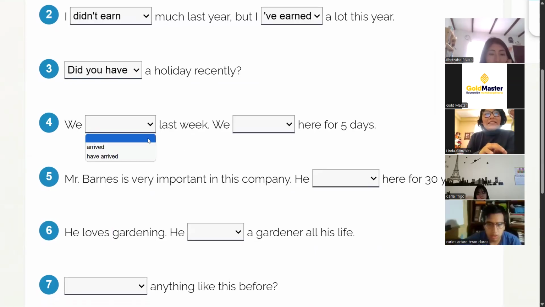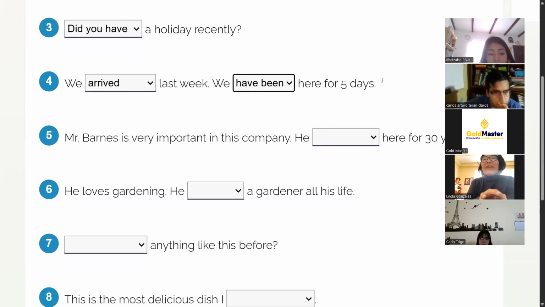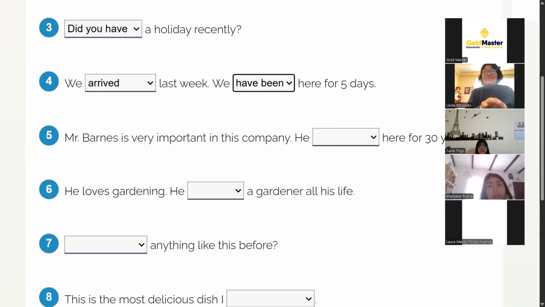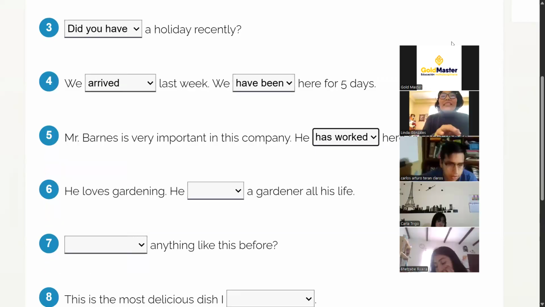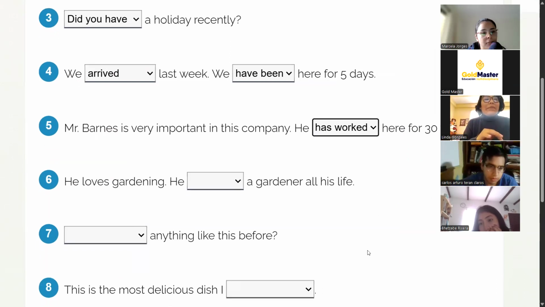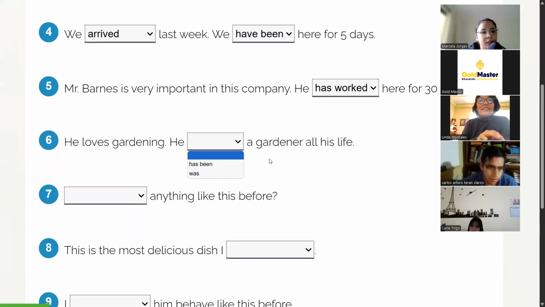We arrived last week and we have been here for 5 days. Okay, thank you. Carlos Abdul, please. Number five. Mr. Barnes is very important in this company. He has worked here for 30 years. Excellent. Then other volunteer, number 6. Marcela, please. He loves gardening. He has been a gardener for all his life.